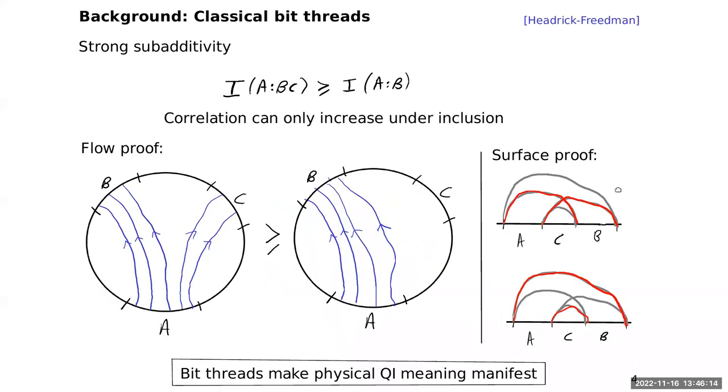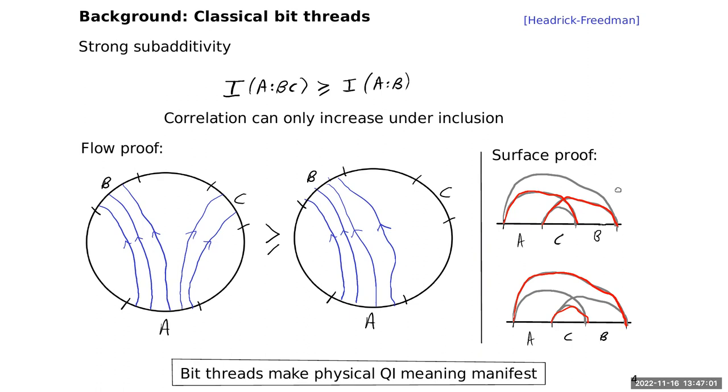So next I need to explain another conceptual issue which bit threads help address, which is that for quantum information inequalities, in particular strong subadditivity, the derivation of this inequality from the RT surface prescription is not manifest. So strong subadditivity, written in terms of mutual information, is this. I is mutual information, which has a very clear physical meaning, and we'd like to see that from the bulk picture. The physical meaning is that if I have A and B, and I make B bigger, the correlation between A and B can only increase as I make B bigger.